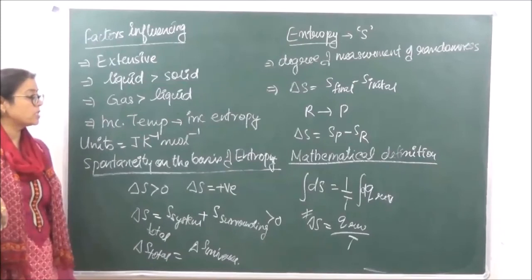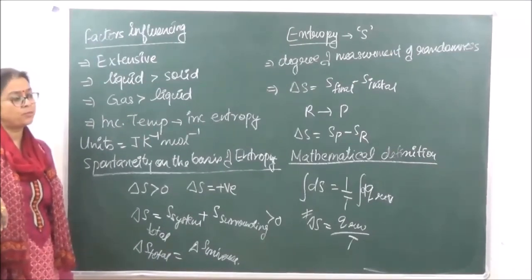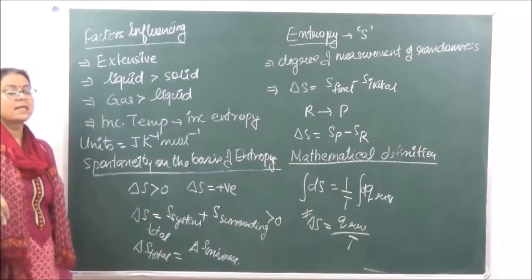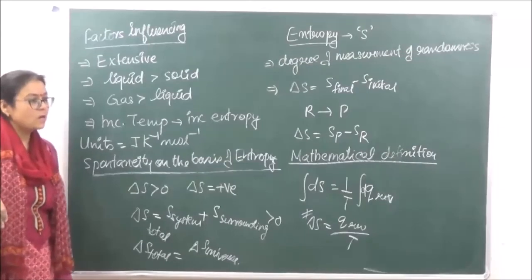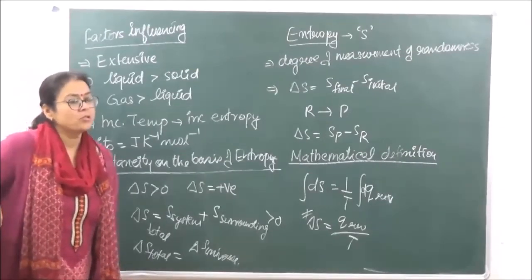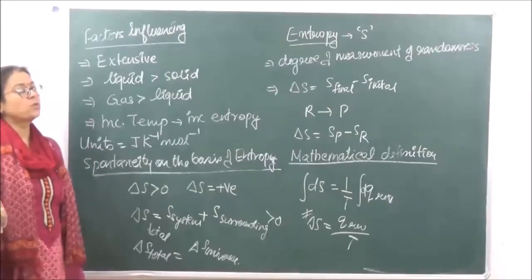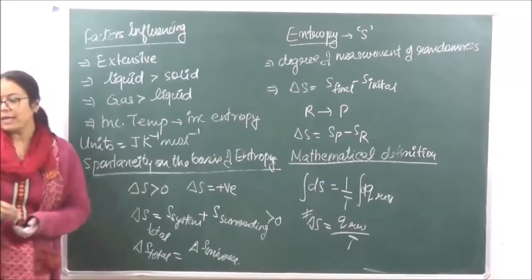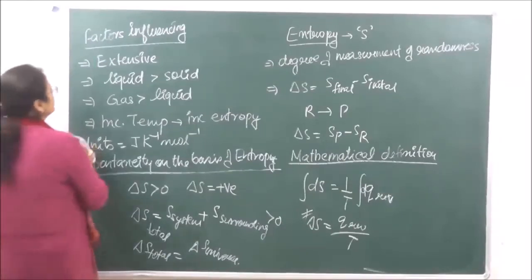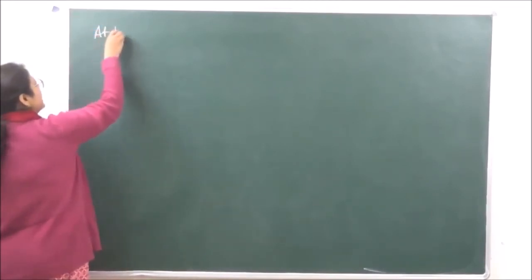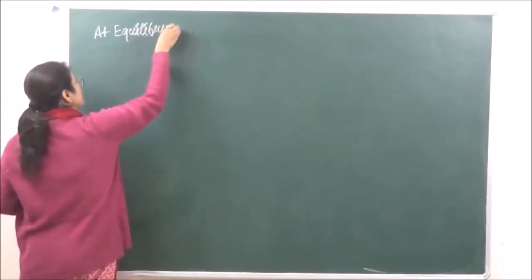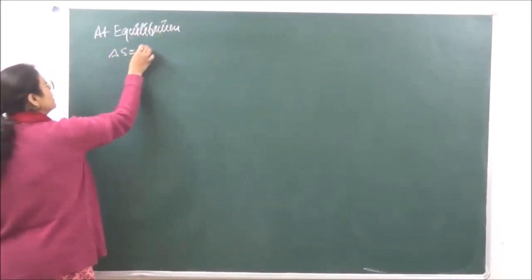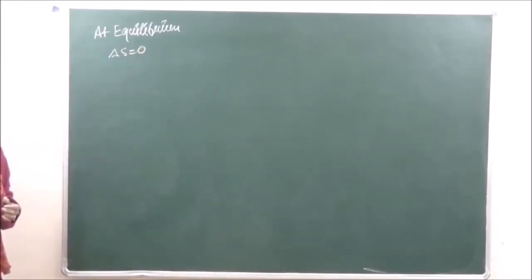This you need to remember, because this is the kind of conceptual question which comes in the competitions. Initially when we begin the reaction, the entropy will keep on increasing. Once equilibrium has been reached, entropy has reached its maximum value, and henceforth it will not change. So at equilibrium, the value of delta S is going to be equal to 0.